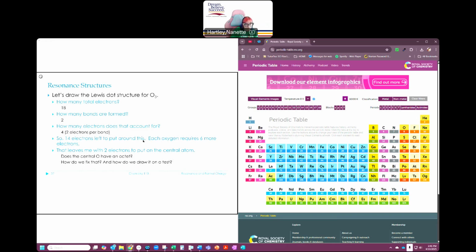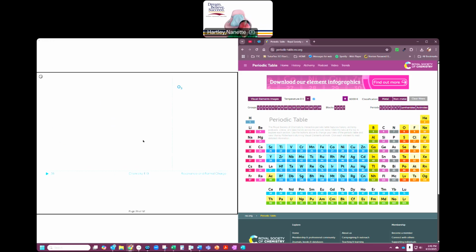So when we talk about O3, we have 18 total electrons. We have 2 bonds that are formed. That takes 4 of those electrons out. That leaves us with 14 electrons that we put around that. Each oxygen requires 6 more electrons. That leaves 2 electrons to put on the central atom. But that doesn't leave us with an octet on that central atom. So what does that give us?